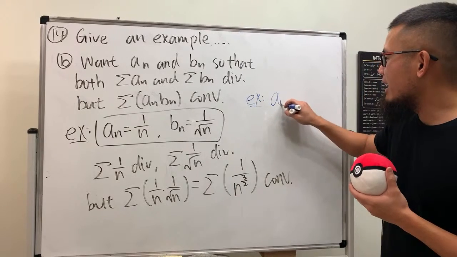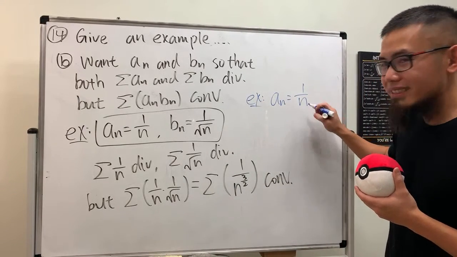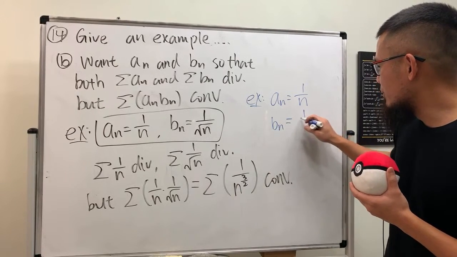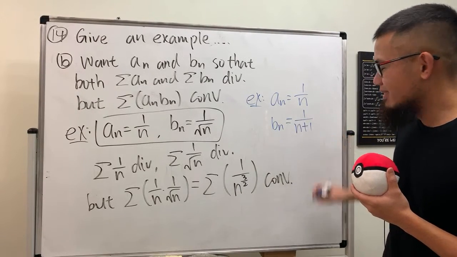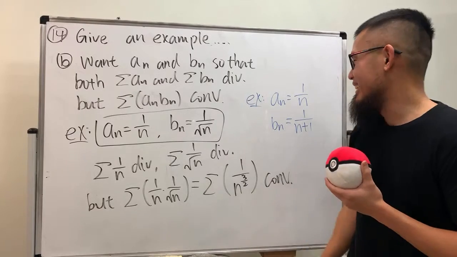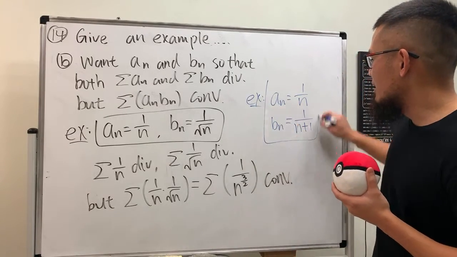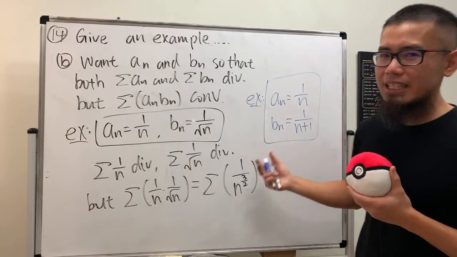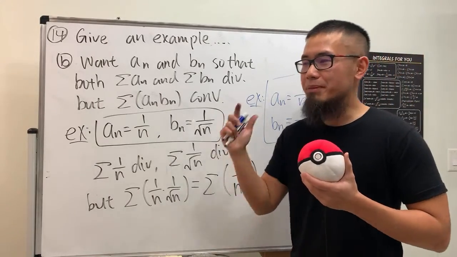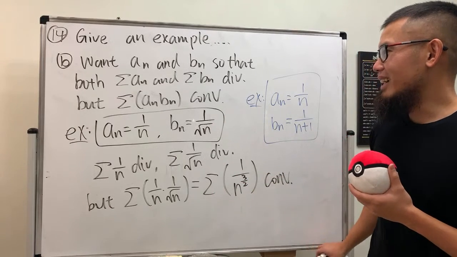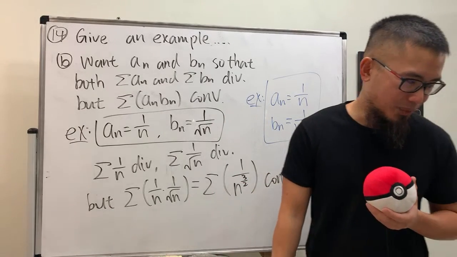Example: take a_n to be 1 over n, and take b_n. If you don't want it to be the same, all you have to do is just make it by 1. That's it. When you multiply them, it works out perfectly. I will leave that to you guys. In fact, when you multiply them, it becomes a telescoping series, like the one that we did earlier. So I'm not going to show you guys the work for that.